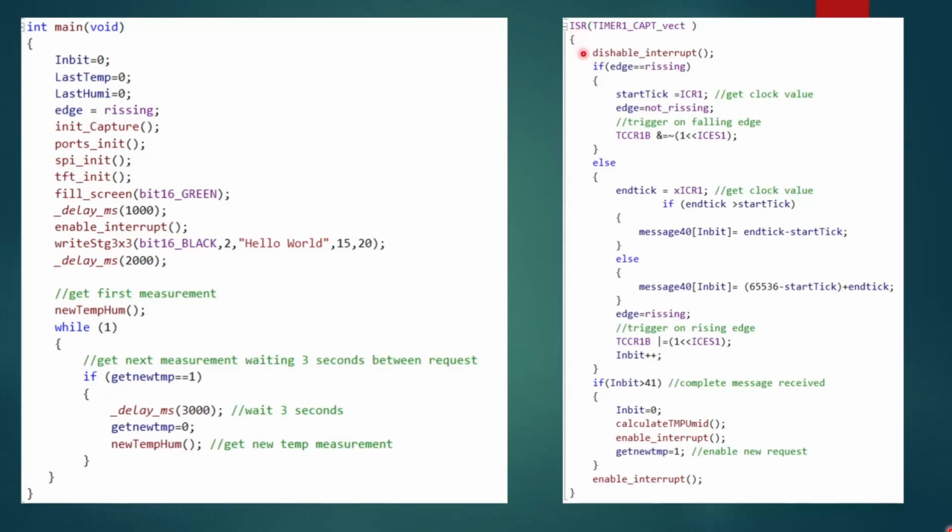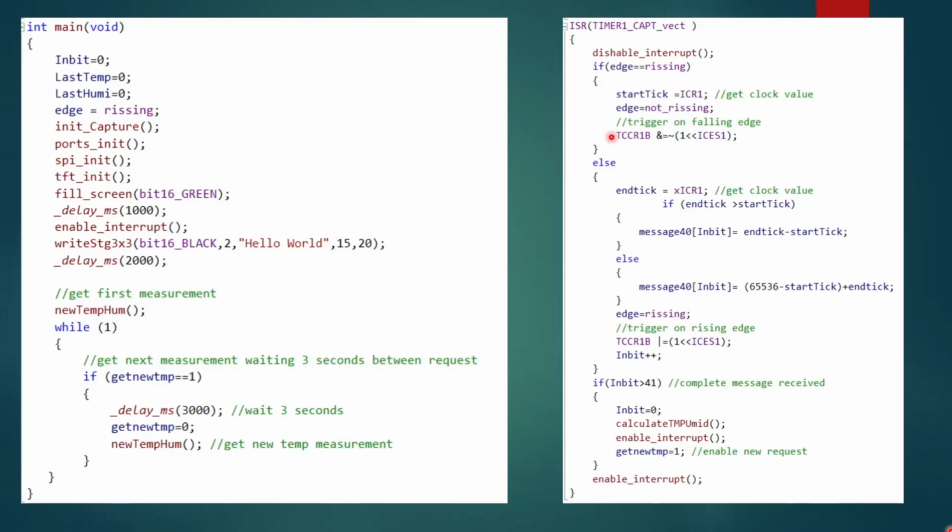So first thing I do is I disable the interrupt. Next, I ask, hey, is this a rising edge? And to start, it should be a rising edge. So yes, it's a start rising edge. So the first thing I have to do is I need to record the time when this happened. Then set the edge to not rising, and then change the capture to falling edge.